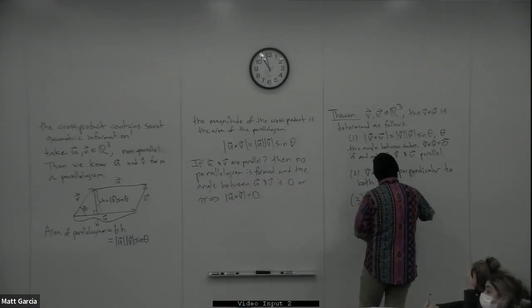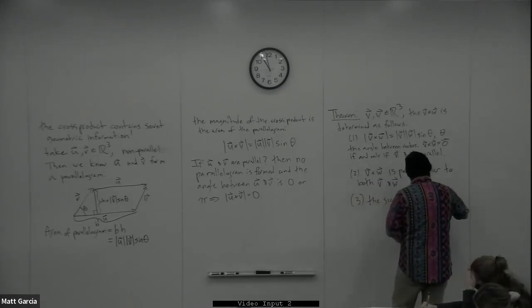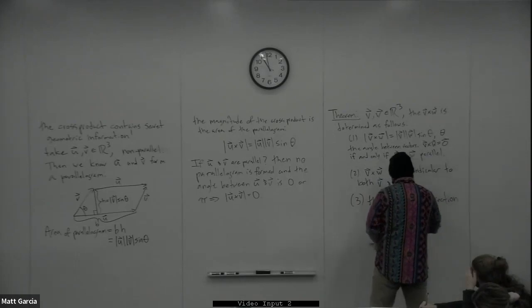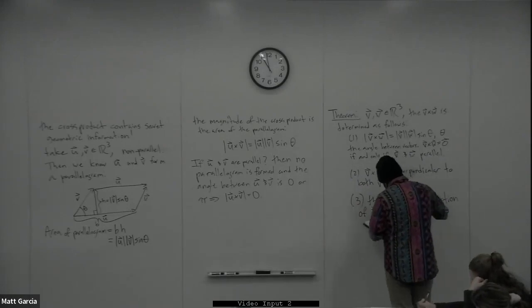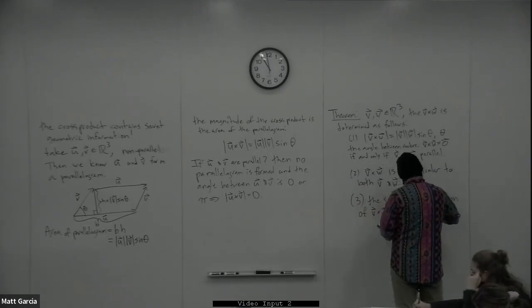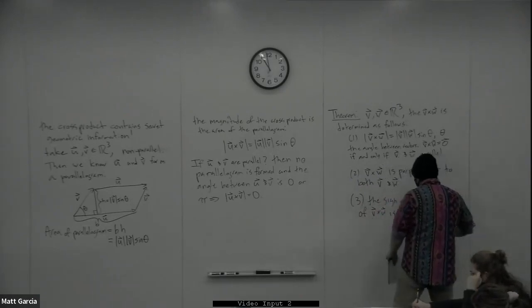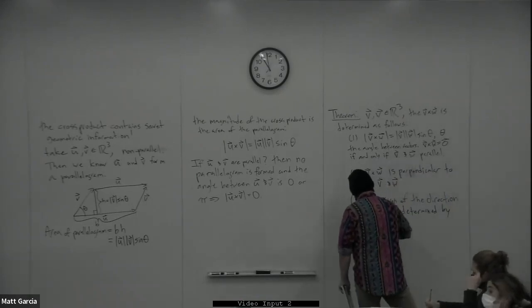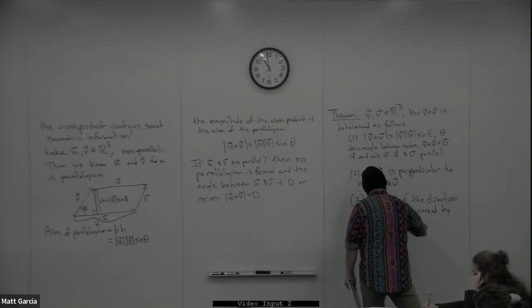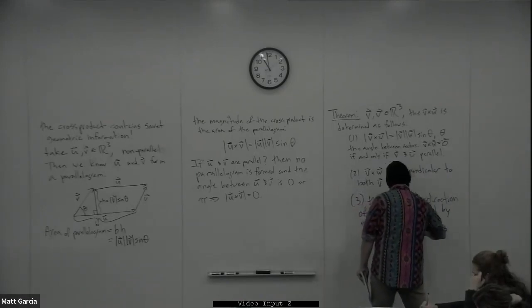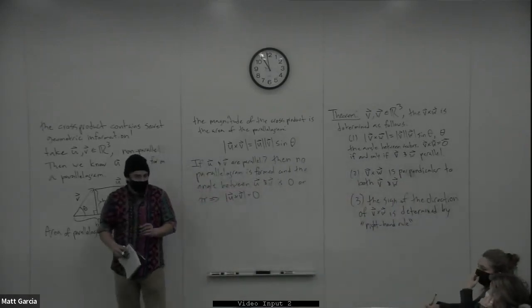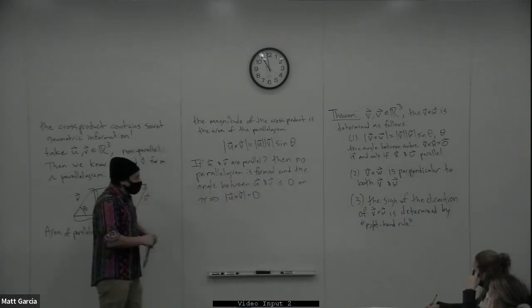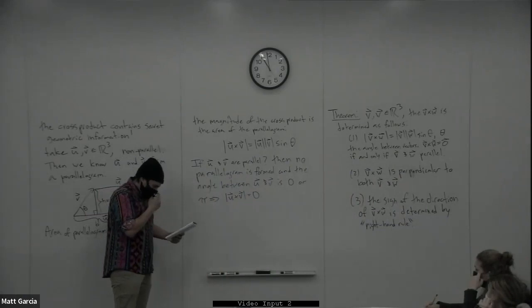The sign of the direction of V cross W is determined by something called the right-hand rule. What is the right-hand rule? Anybody who studied physics, have you heard of the right-hand rule before? Okay, if not, here's what we do for the right-hand rule.